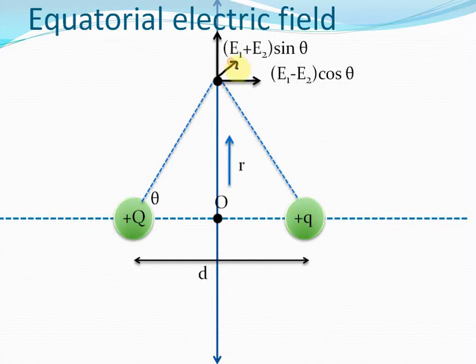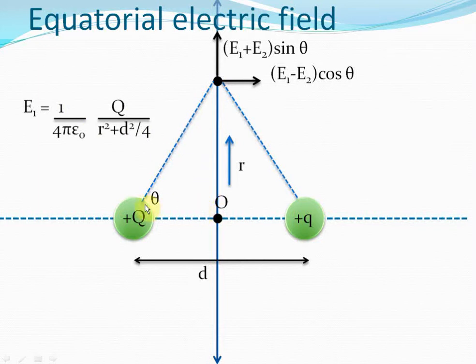After all, if this is E2 here, this angle will be theta, and the component of E2 along the x-axis will be E2 cos theta, and the component of E2 along the y-axis will be E2 sin theta. The same will be the case for E1, which is why this expression and this expression are obtained. The value of E1, of course, will be 1 by 4 pi epsilon naught into capital Q by r square plus d square by 4, isn't it?